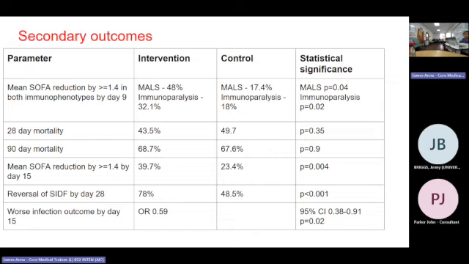The next one was reversal of the sepsis-induced immune dysfunction by day 28. That was again significantly higher in the intervention group, and that was statistically significant. And the last one they looked at was whether, on day 15, there was any worsening of the underlying infection. Patients who received the intervention had lower chances of that happening. That was also, again, statistically quite significant.